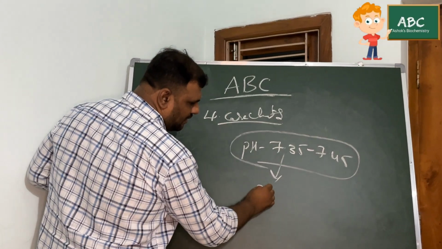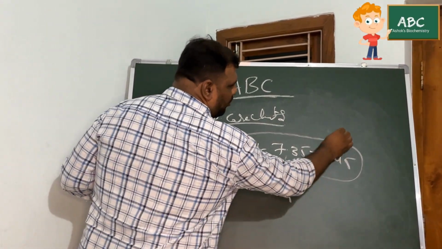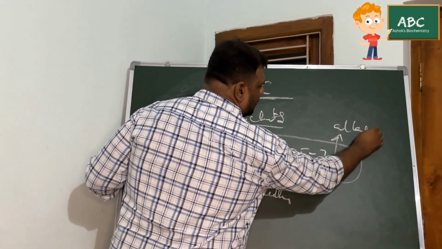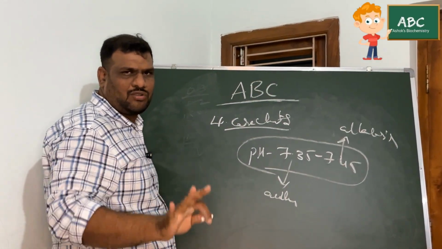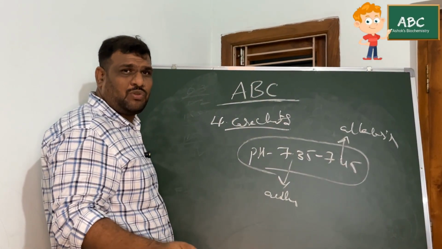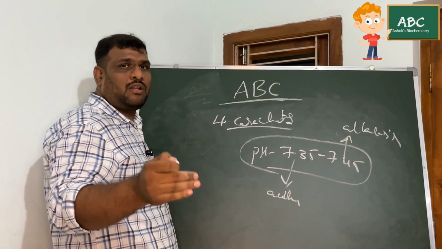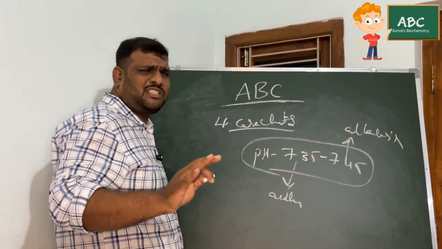Below this is acidosis. Above this is alkalosis. Now you got it already. By seeing pH itself, you can say whether it is acidosis or alkalosis. Now the second phase, you need to confirm whether it is metabolic or respiratory. I'll tell you, it's a very simple thing.